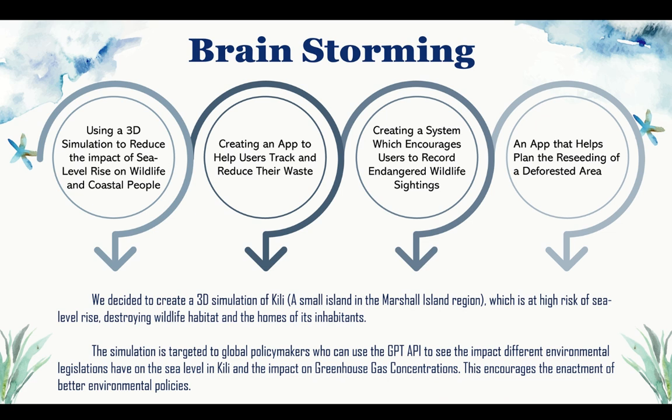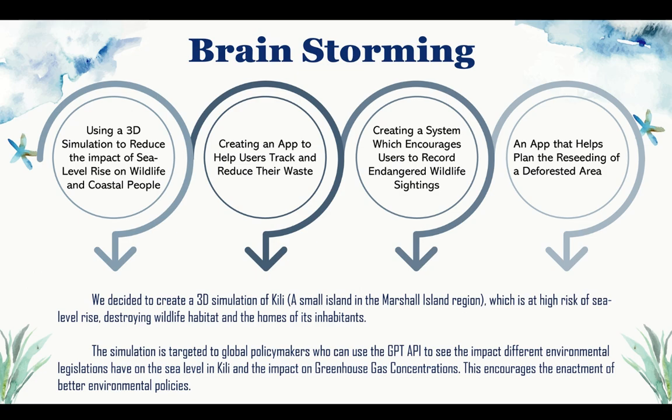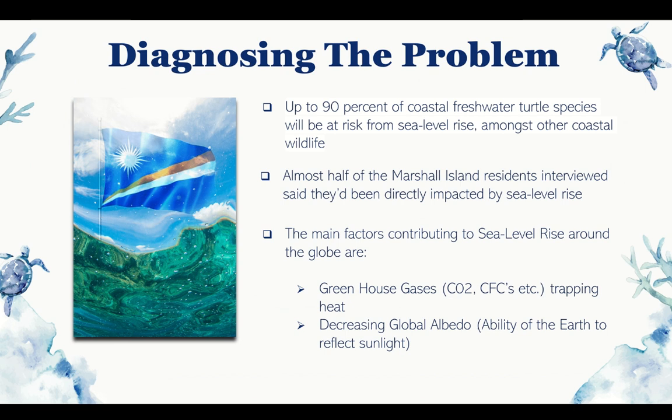The simulation is targeted to global policymakers who can use the inbuilt GPT API to type and see the impact of different environmental legislations, for example, banning CFCs, what impact that'll have on the sea level in Kili, and watch the sea level rise and fall. And they can also see the impact on greenhouse gas concentrations, such as CO2. And this encourages the enactment of better environmental policies.